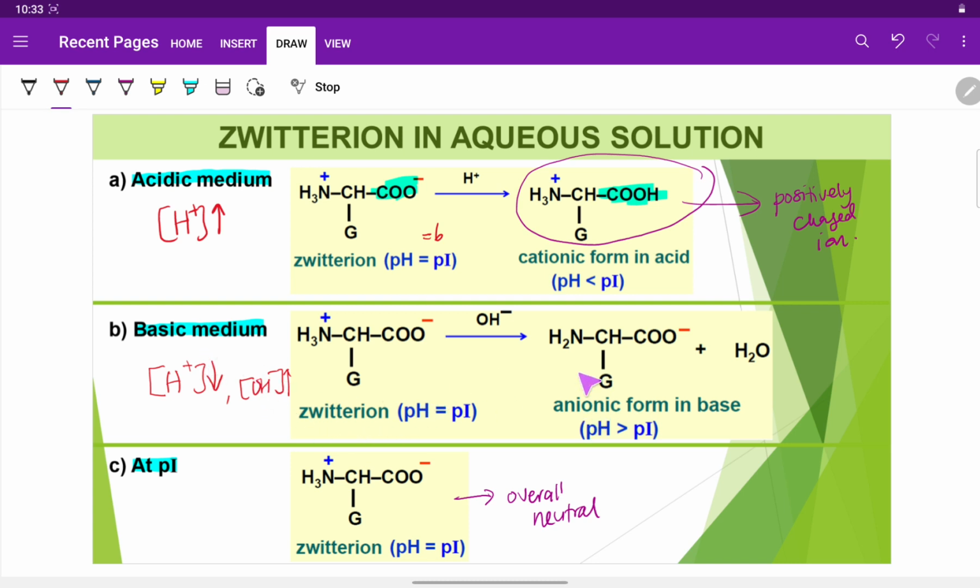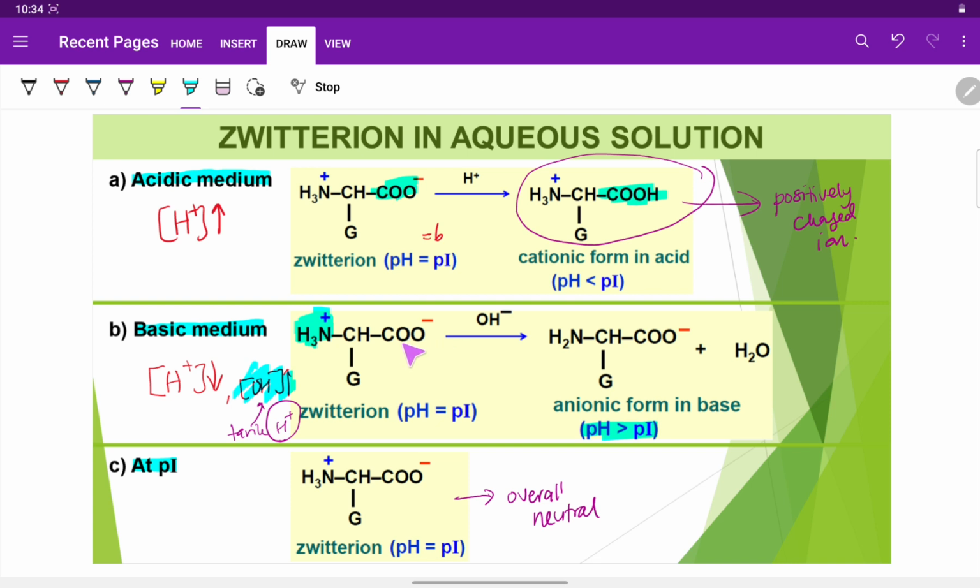So kalau dalam basic medium maksudnya the pH is more than the isoelectric point. Jadi apa yang akan berlaku dekat sini adalah COO minus akan remain. Okay, disebabkan kita ada OH minus dekat sini, OH minus dia akan tarik H plus. Tarik H plus daripada mana? Dia akan tarik H plus daripada sini, daripada kita punya ammonium ion dekat sini.